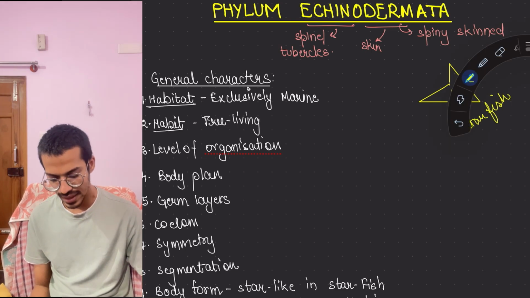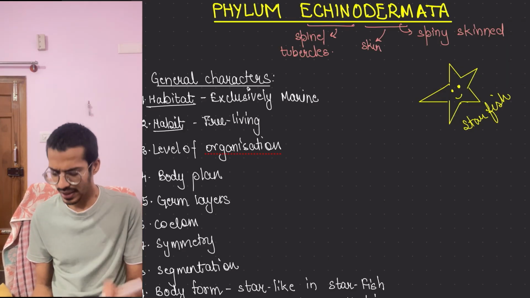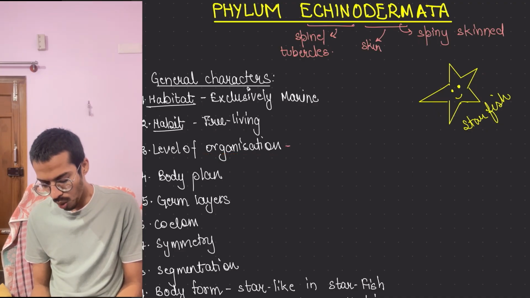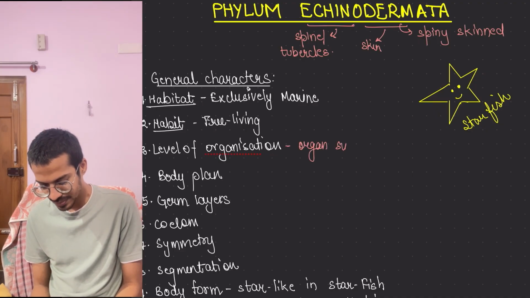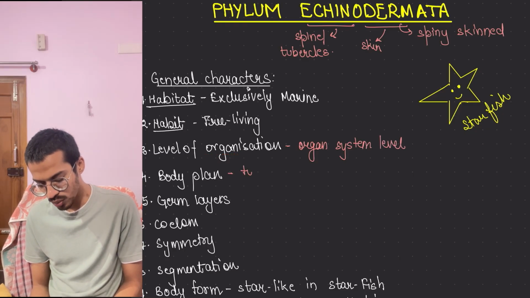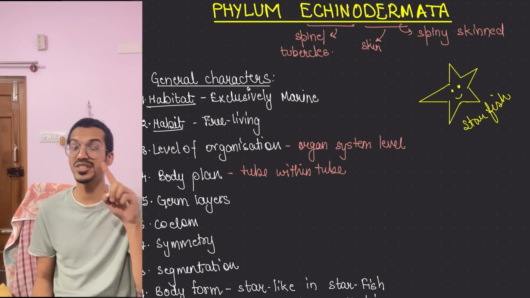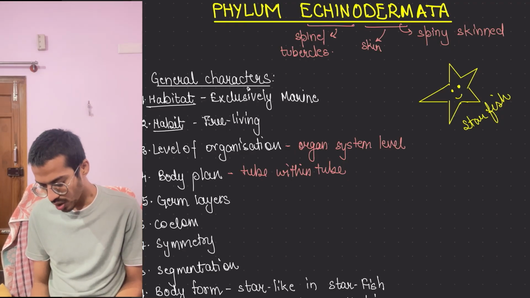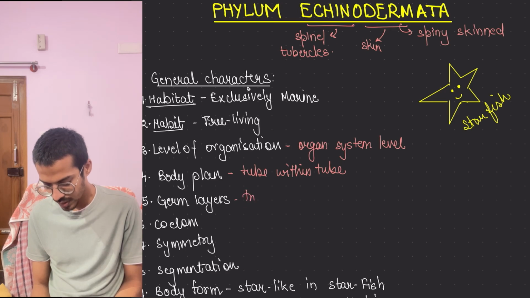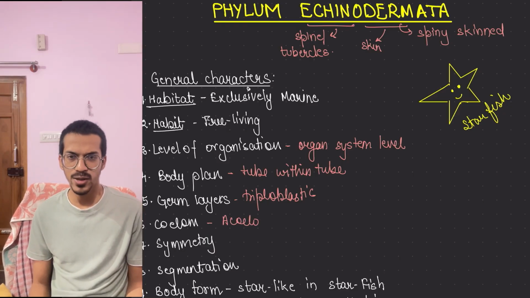Now comes the next thing, the basic features. They are free living, there are no ectoparasites or anything present. So the level of organization is organ system level. Body plan is tube within tube. And they are protostome or deuterostome? Deuterostome. These things you have to remember from the first part of the chapter. Then germ layer is triploblastic. Then the coelom: acoelomate, schizocoelomate or enterocoelomate? Enterocoelomate.